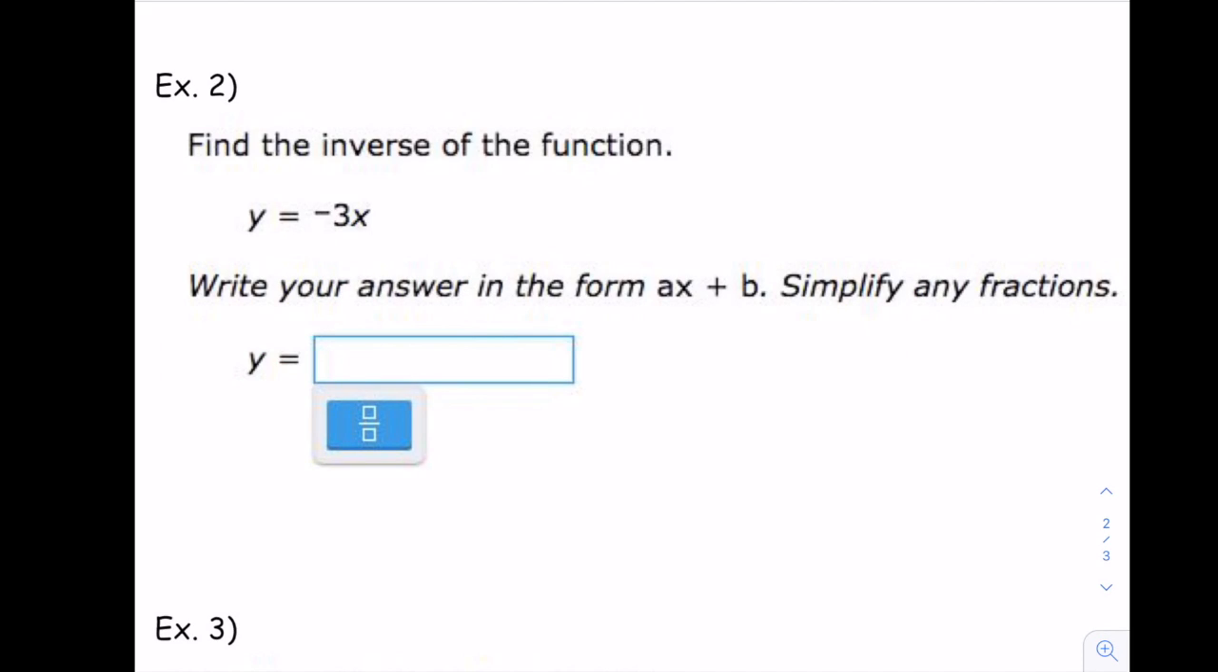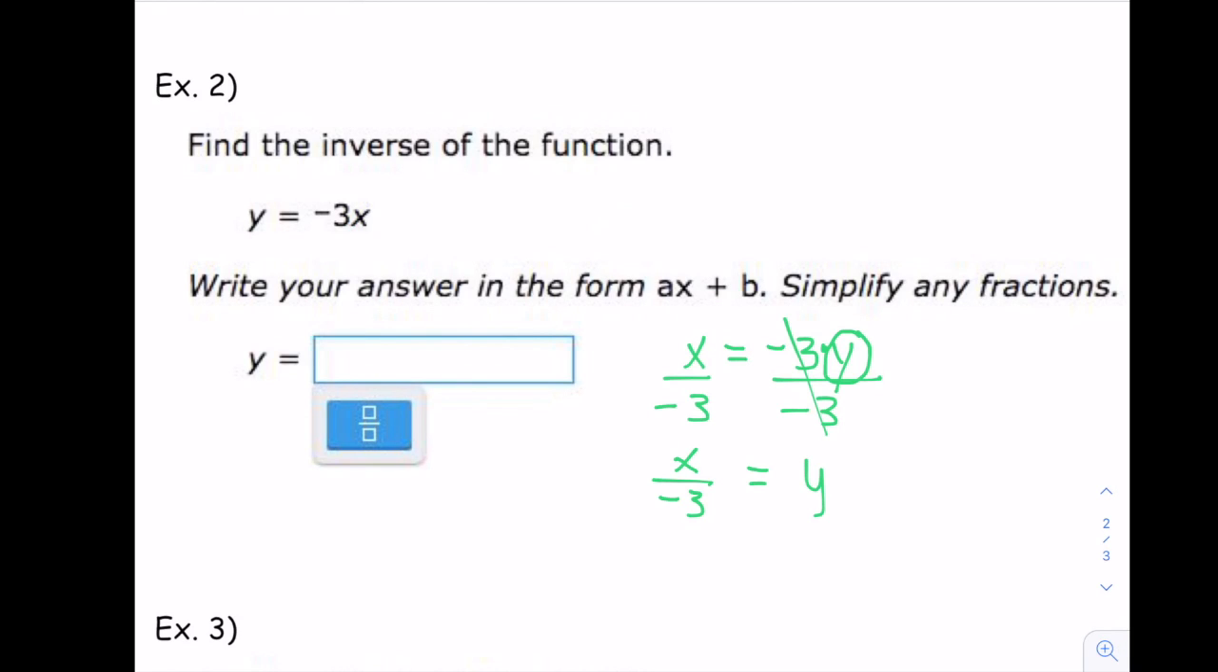Let's do another example. So if my original equation is y equals negative 3x, I'm going to switch x and y so that it says x equals negative 3y, and then I want to isolate y and get it alone on the left. So right now what's happening to y is it's being multiplied by a negative 3. So I'm going to divide negative 3 on both sides.